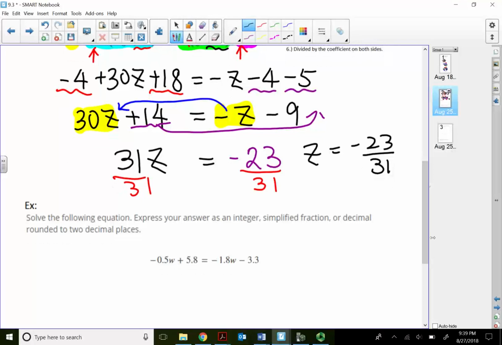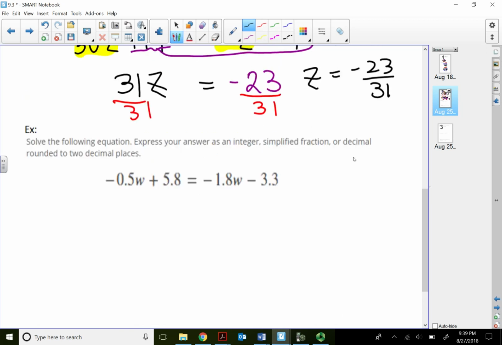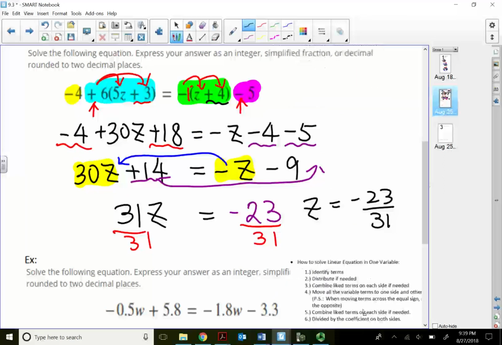Okay. All right. Again, with the decimals, I'm just going to do this problem just like I showed you before, just working with the decimals. None of the four terms here has parentheses, so I don't have to do any distribution or distributive property. No like terms to combine on each side, so let's move them. Put this down a little bit.